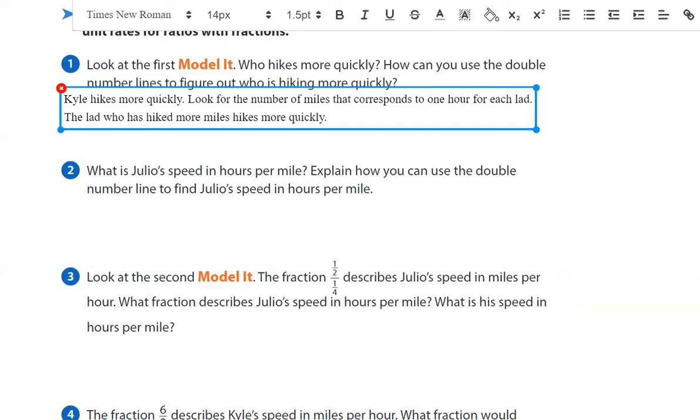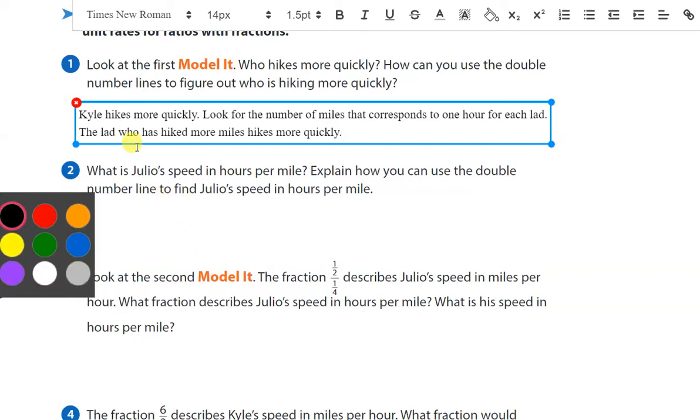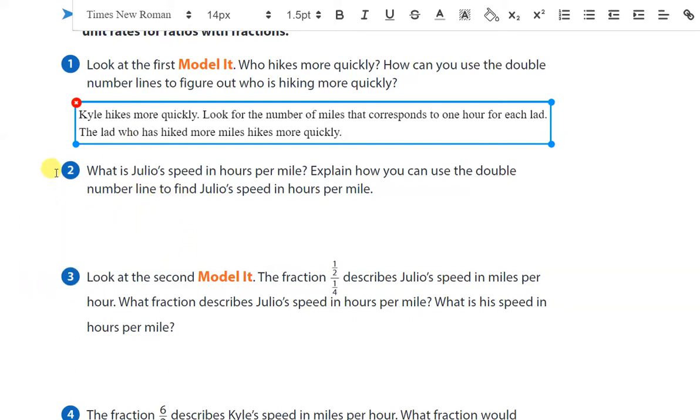Seems like a simple answer, right? They must want something more complicated than that, but they don't. You know how I know they don't? Because I have the answer key. So, number 2 here. What is Julio's speed in miles per hour? Explain how you can use the double number line to find Julio's speed in miles per hour.